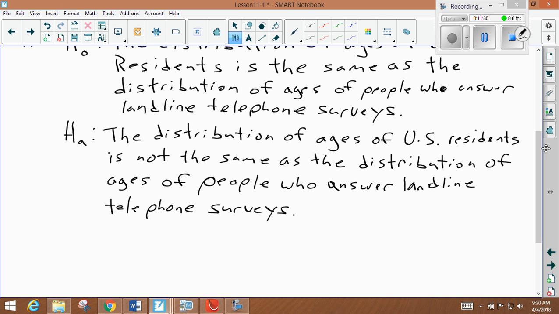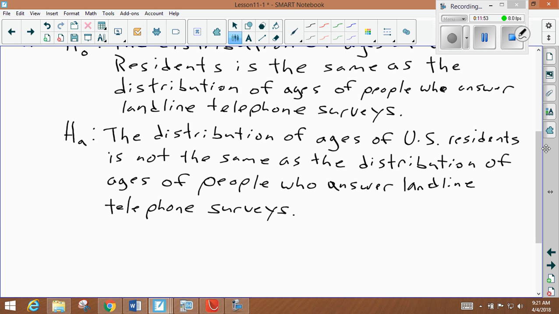All right, hypotheses have been stated. Awesome. They're going to be words. Sorry, guys, but we're dealing with categorical variables, so it's going to be very wordy. Okay.